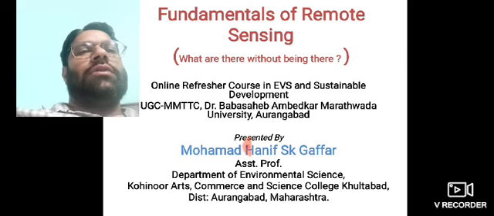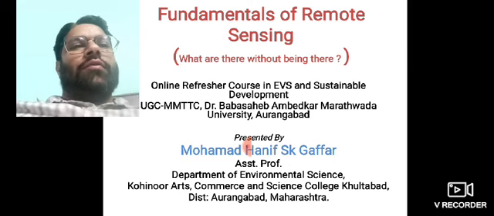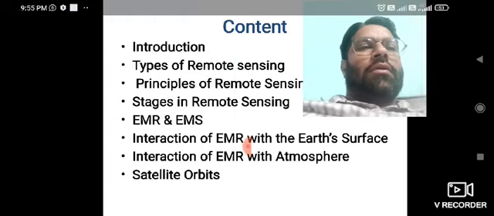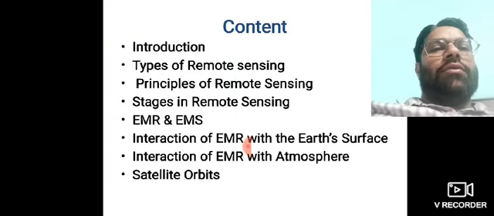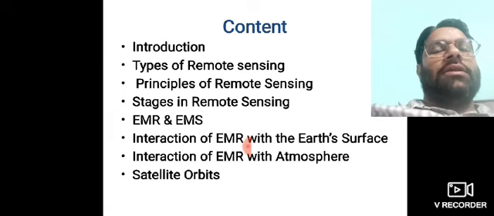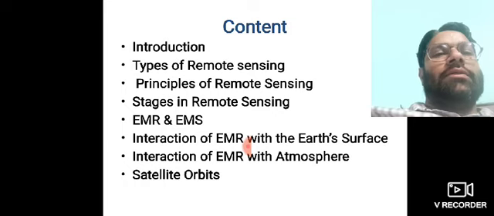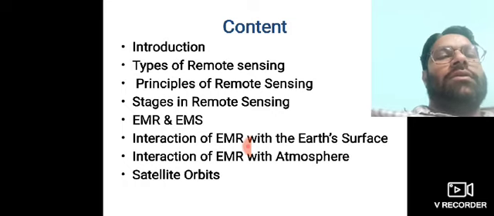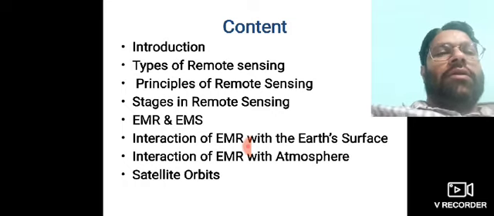Today we are going to see about fundamentals of remote sensing. Here we are going to see about what is meant by remote sensing, its type, principles of remote sensing, its stages, EMR and EMS, interaction of EMR with our surface, with atmosphere and satellite orbits.